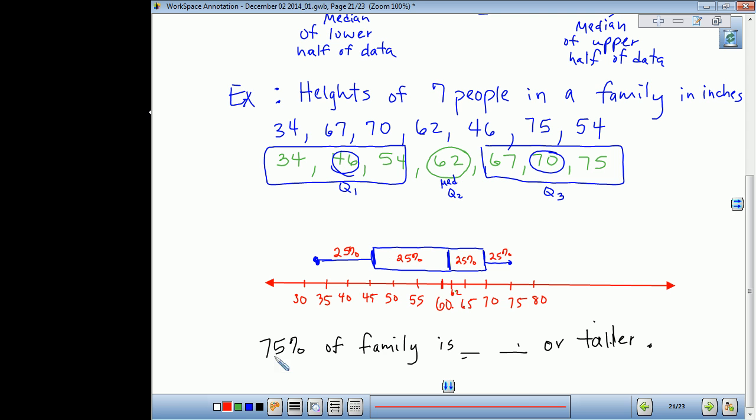So, can you fill in the blank? 75% of the family is how many inches or taller? It would be right here, which is 46. 75%: 25 plus 25 plus 25. 75% of the family is 46 inches or taller.